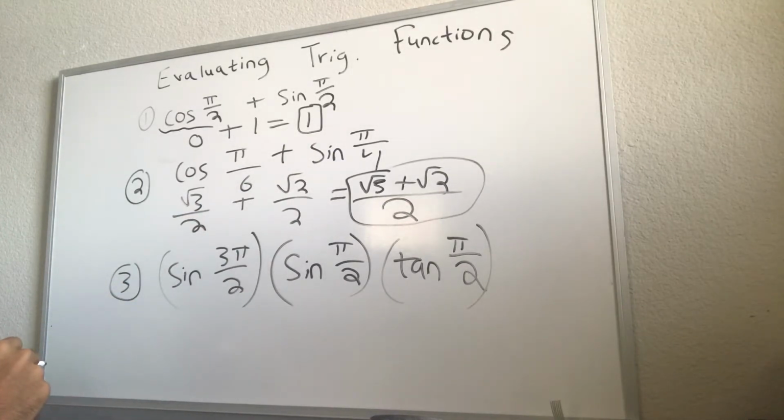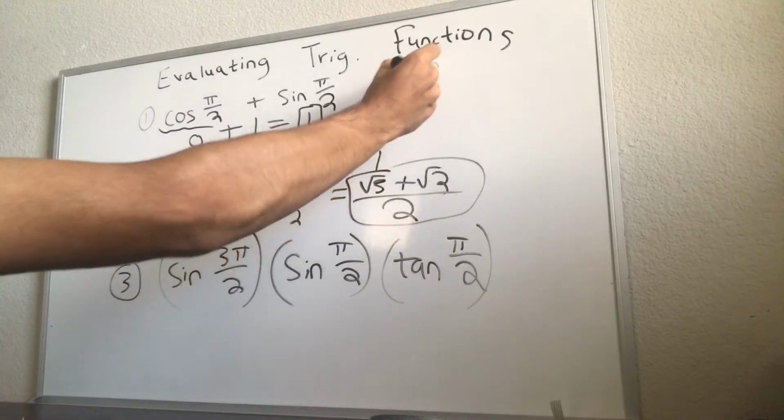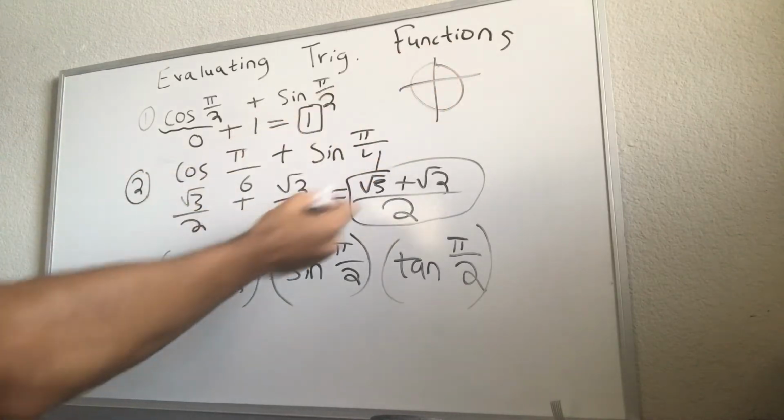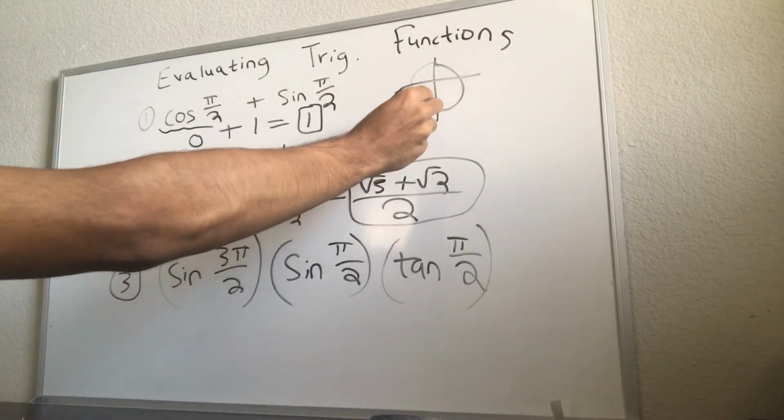Moving on to question 3, we have sine of 3 pi over 2. You may not exactly remember, but if you think about it, on the unit circle we say that any point on the circle is cosine theta comma sine theta. So if this is our circle, when we talk about 3 pi over 2, that's 270 degrees, so that's somewhere here.